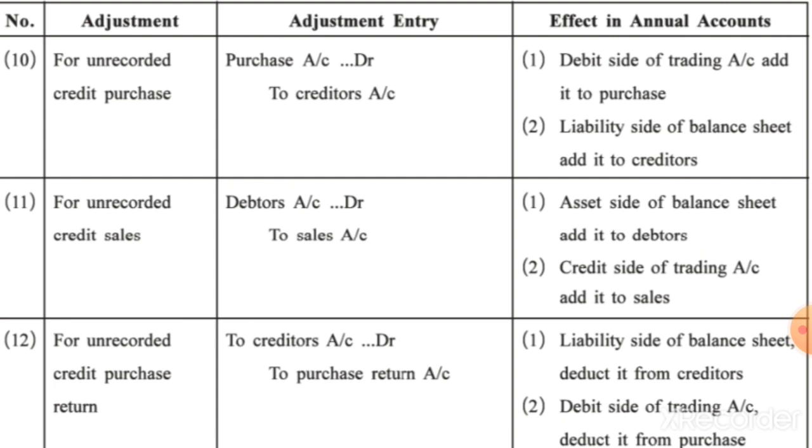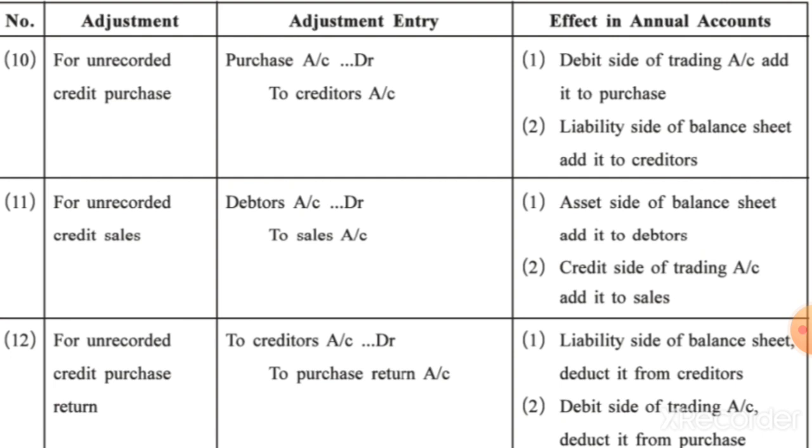Just as unrecorded credit purchase, in the same way unrecorded credit purchase return. As you add the unrecorded credit purchases on the debit side of trading account, in the same way you have to subtract this much amount from the purchase. So the journal entry would be creditors account debit to purchase return account credit. Purchase return: previously you had purchased that much amount, now you are returning that much amount of goods, so that much amount of creditors will be reduced. So you can see creditors account has been debited due to decrease in the amount of creditors.